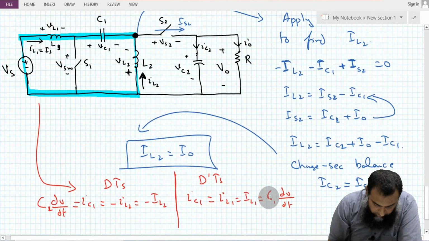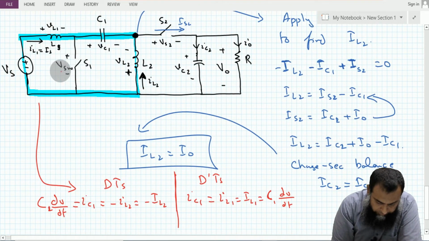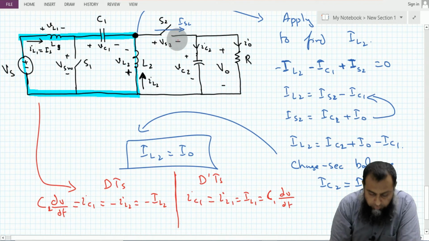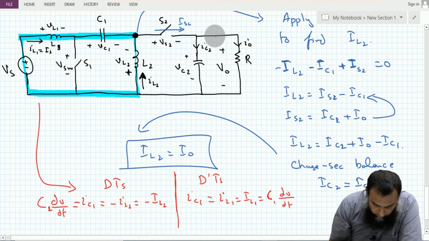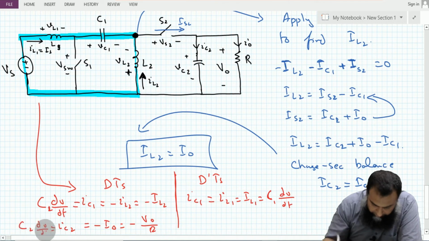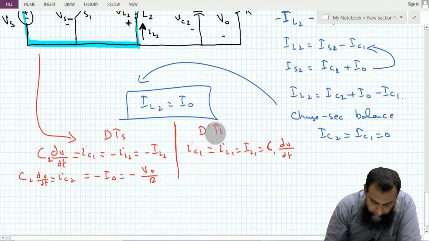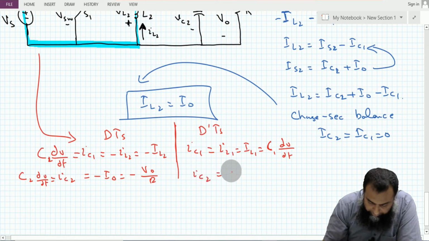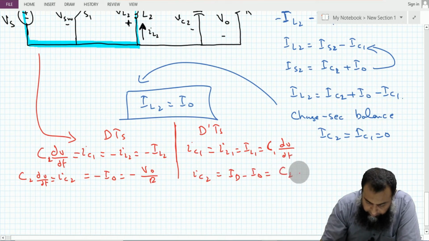Similarly, during the time when switch 1 is on and switch 2 is off, by applying Kirchhoff's current law, we know that this IC2 is equal to minus I0, and that is equal to minus V0 over R, and this is equal to C2 dV by dt. And for this time D dash TS, this IC2 is equal to ID minus I0, and that is equal to C2 dV by dt.